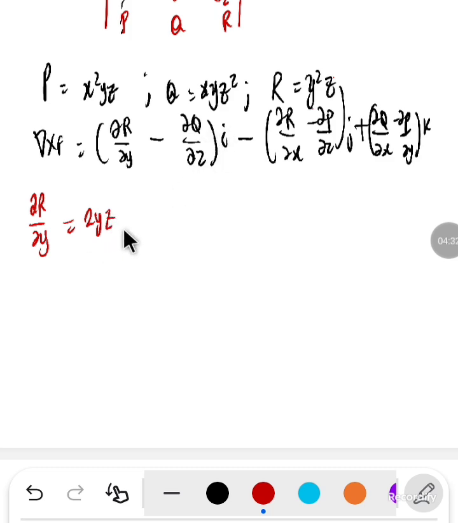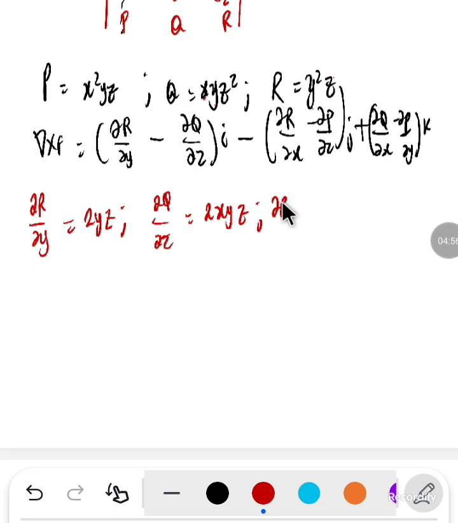Next thing is to find dQ/dz. Look at your Q, you have x y z squared. So you'll be differentiating z squared, and you take x and y as constants. If we do that, we're going to have 2xyz. So that is dQ/dz. The next one is to find your dR/dx.